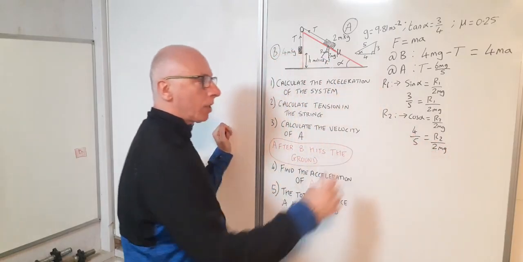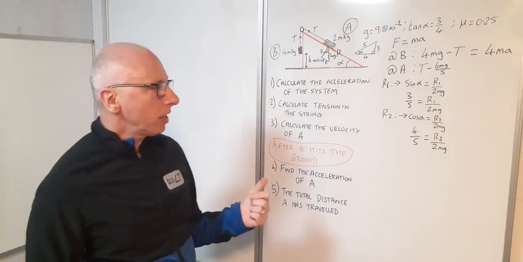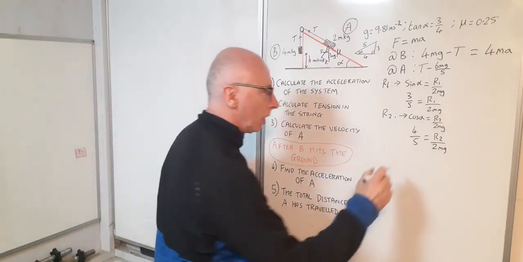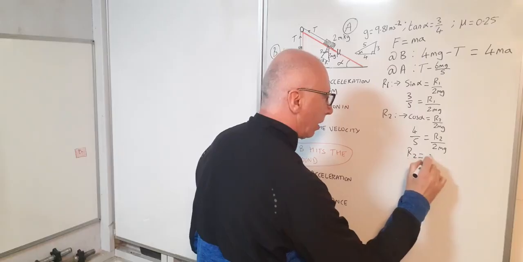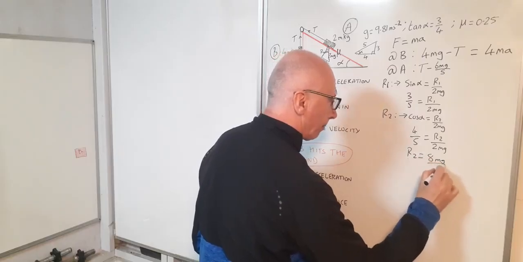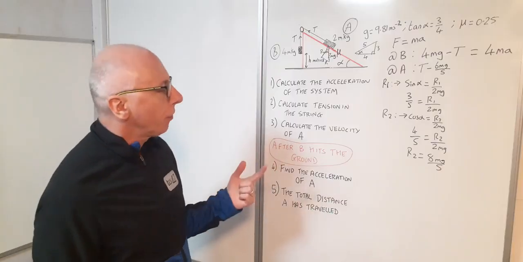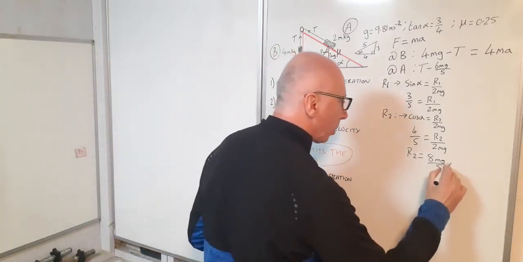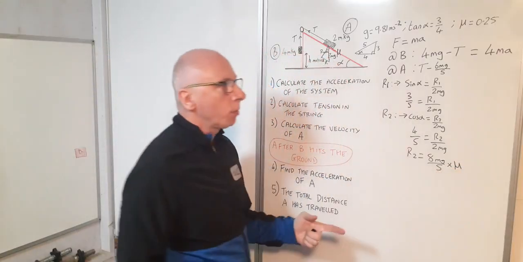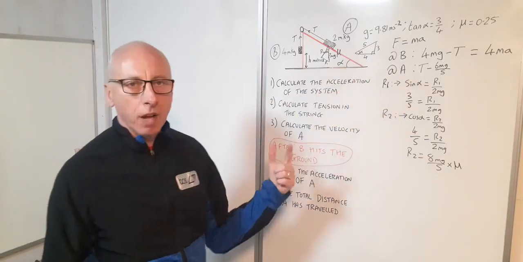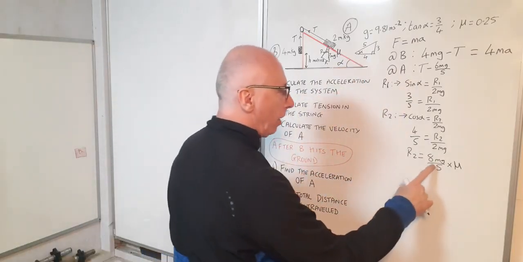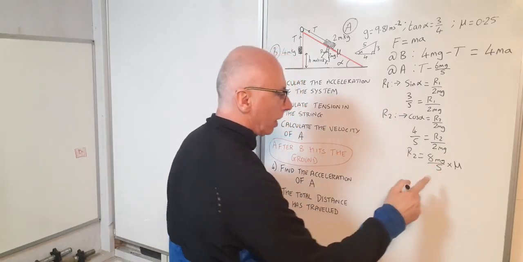Okay, now multiply both sides by 2mg, you get 8mg over 5. So let's just write that there. But now I need to multiply it by the coefficient of friction. I need to times that by mu. So mu is what? Mu is 0.25 or a quarter. So then it will have 8mg over 20.